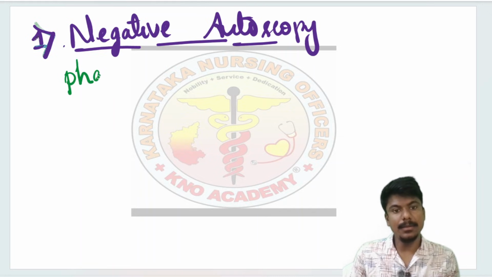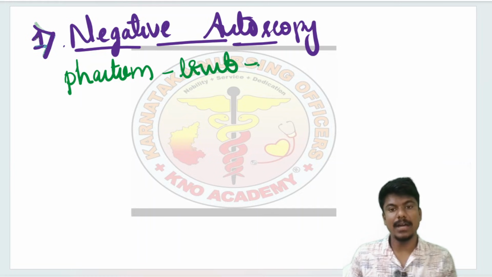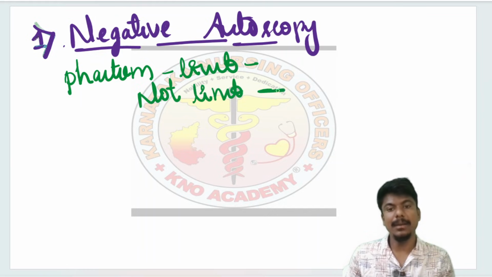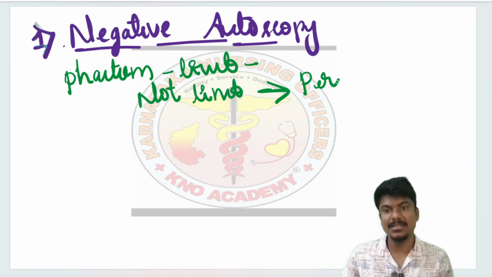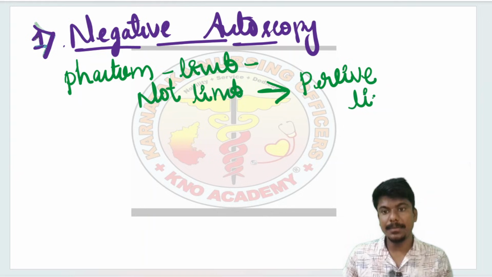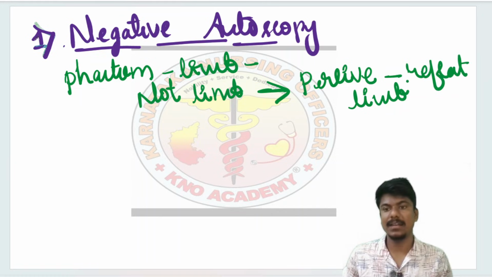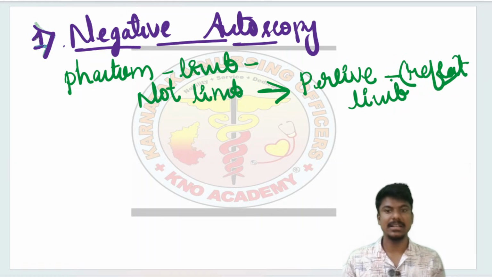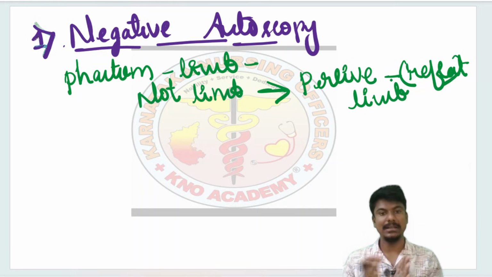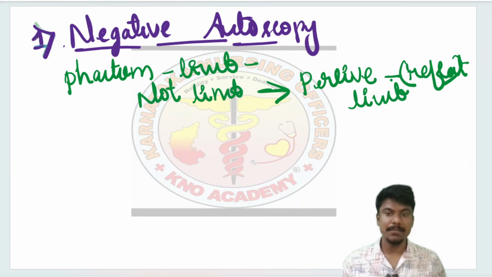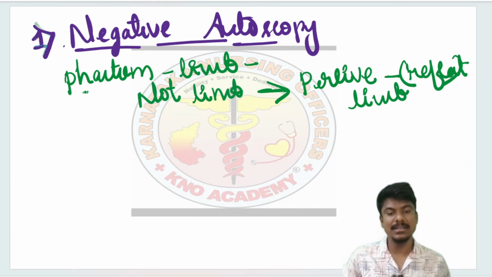In a phantom limb, the person does not have the limb. The limb will have been amputated, but he can still perceive the limb as present. He can reflect his limb, which is not there, especially in case of amputation. The limb is cut off, but he perceives it as present. That is what we call a phantom limb.